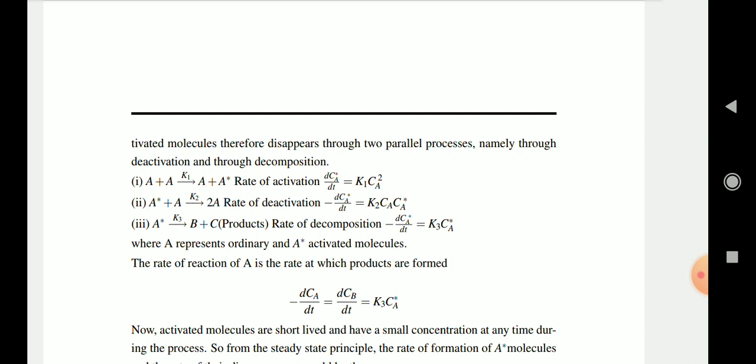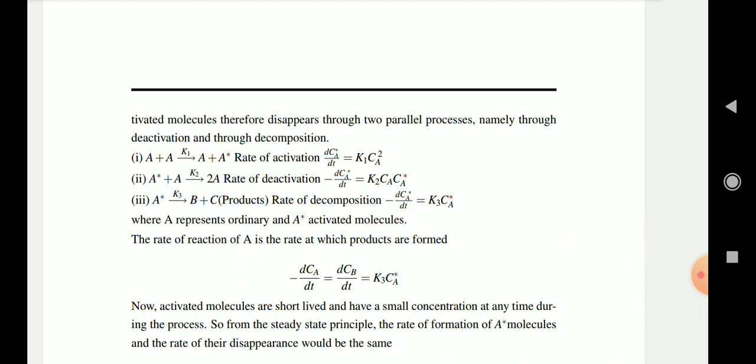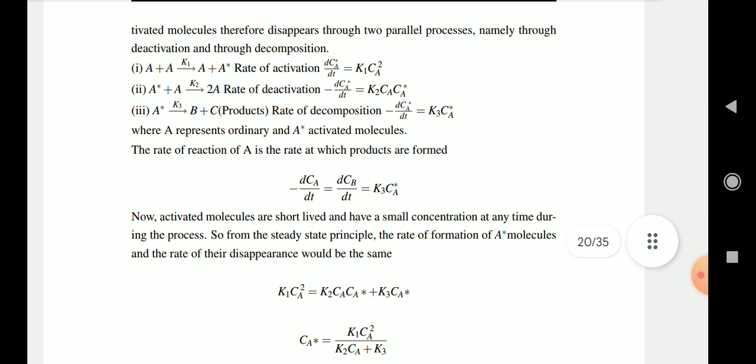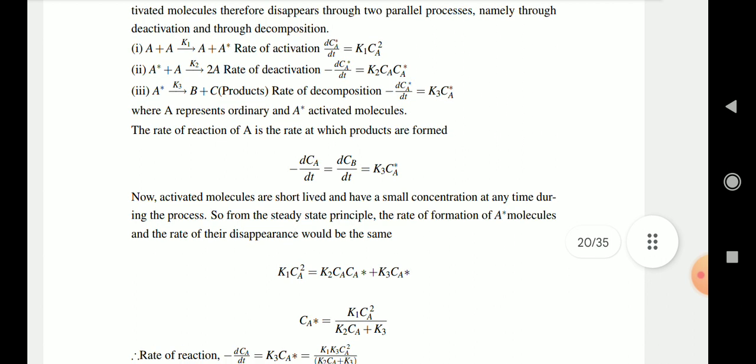First, A + A → A + A*, with rate constant K1; the rate of activation is d[A*]/dt = K1[A]². Next, A* + A → 2A with K2; the rate of deactivation is −d[A*]/dt = K2[A][A*]. Third, A* → products with K3; the rate of decomposition is −d[A*]/dt = K3[A*], where A represents ordinary and A* activated molecules. The rate of reaction, the rate at which products are formed, is −d[A]/dt = d[B]/dt = K3[A*].